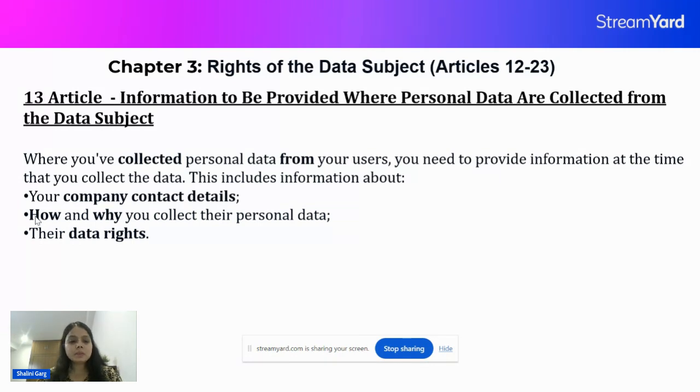Then who are the recipients? If I'm going to transfer the data of the data subject to some other person, to some other company, then we have to tell that, okay, these are the recipients and these are the categories of the recipients of your personal data. And you have to give the names and the contact details. And if I intend to transfer that data to some third country, then I also have to tell such intention of transfer of data to third countries or any international organization. Additionally, for transparency, I have to give the storage period of the personal data or the criteria which I have used to determine the storage period.